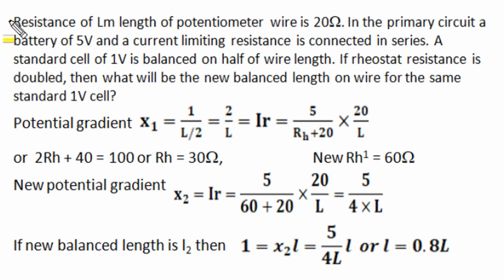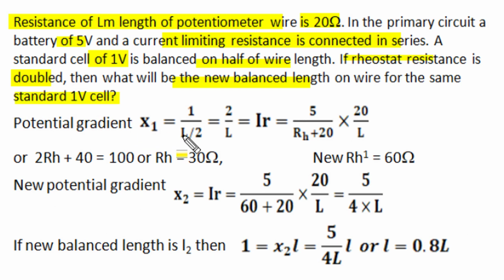In a potentiometer, L meter length of potentiometer wire has 20 ohm resistance. If the primary circuit has a source voltage of 5 volt and a current limiting rheostat is connected in the circuit, and a standard cell of 1 volt balances on half of the wire length, then we can find out the rheostat resistance from this information. And if the same rheostat resistance is now doubled, then what is the new balance length on the potentiometer for the same standard 1 volt source?